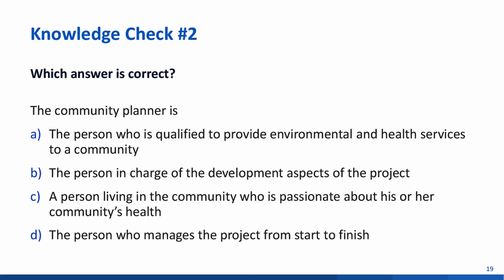Let's do a couple of knowledge checks. Which answer is correct? The community planner is A. The person who is qualified to provide environmental and health services to a community. B. The person in charge of the development aspects of the project. C. A person living in the community who is passionate about his or her community's health. D. The person who manages the redevelopment project from start to finish. I will pause for 10 seconds to give you a chance to select the correct answer.